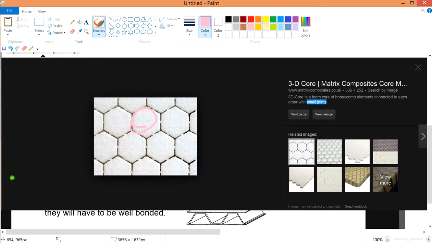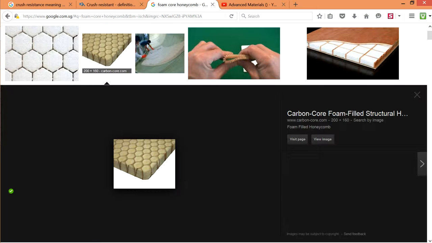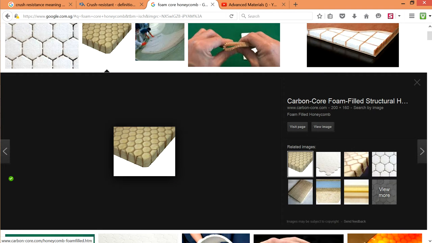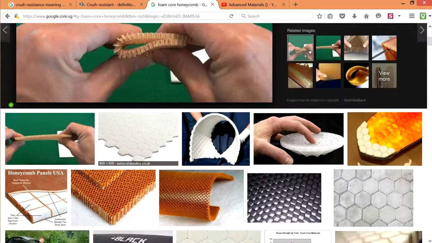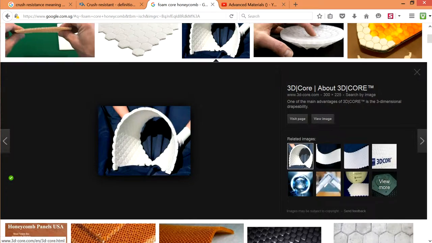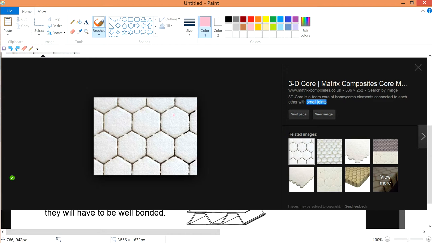So these are all so-called foam cores, meaning the foams are in the shape of a honeycomb, and therefore it's called foam core honeycomb. This one is also foam-filled honeycomb. And this is also foam core honeycomb. Hopefully you can see they are all honeycomb-shaped, but foamed. Instead of an empty honeycomb, all of them are filled with some foam, some plastic.